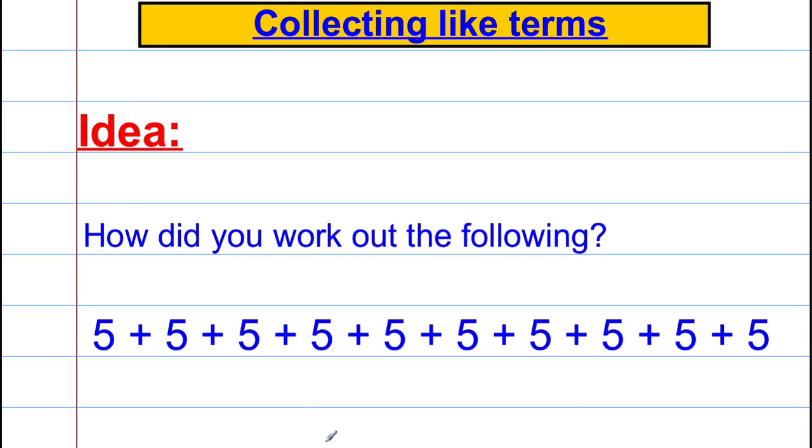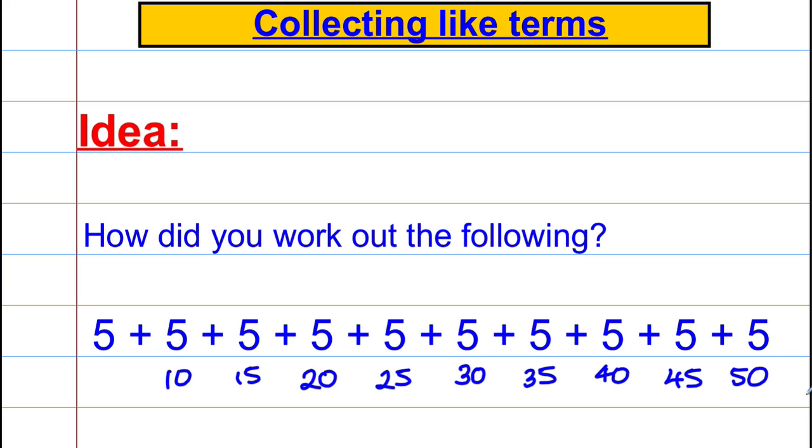Now, if I ask you the following question, 5 plus 5 plus 5 plus 5 plus 5 plus 5 plus 5 plus 5 plus 5 plus 5, 1, what is the answer? And 2, how did you work it out? Well, hopefully, rather than doing 5 add 5 is 10, add another 5 is 15, another 5 is 20, another 5 is 25, another 5 is 30, another 5 is 35, another 5 is 40, another 5 is 45, another 5 is 50. Hopefully, maybe you didn't do that.